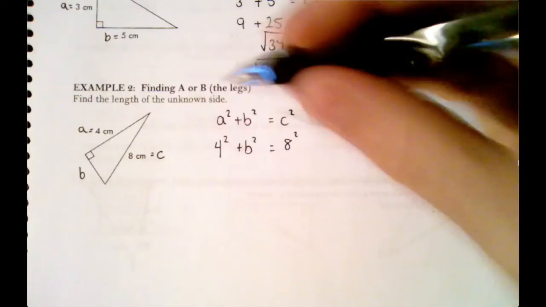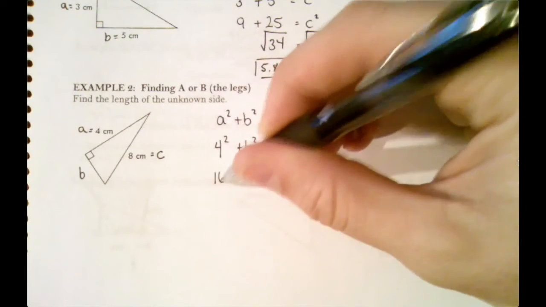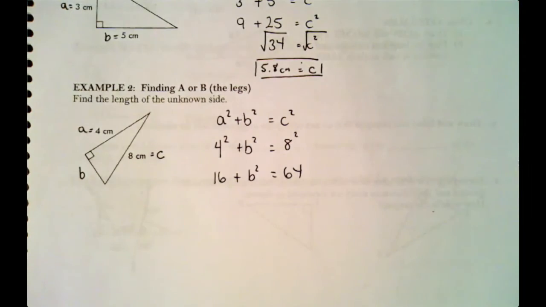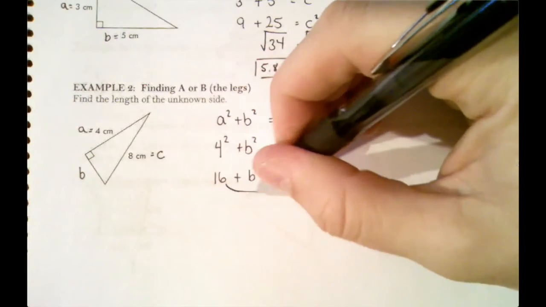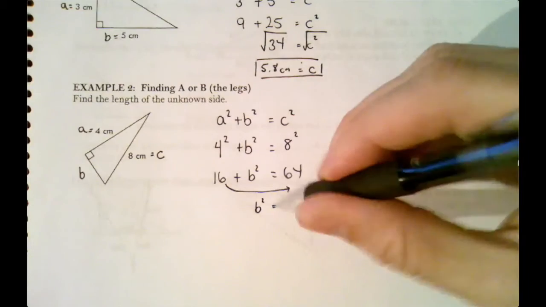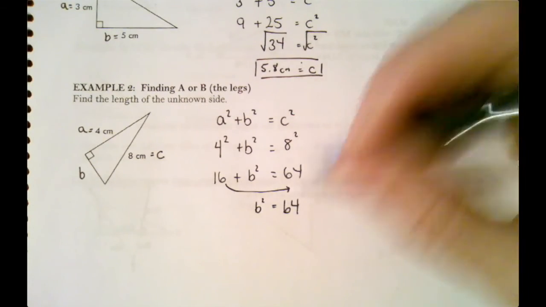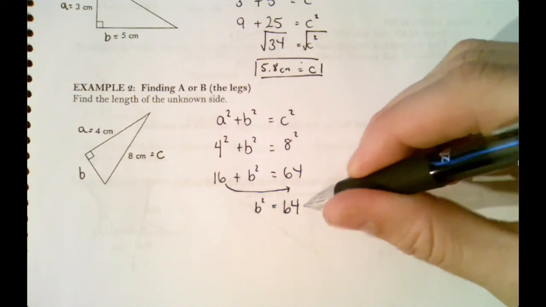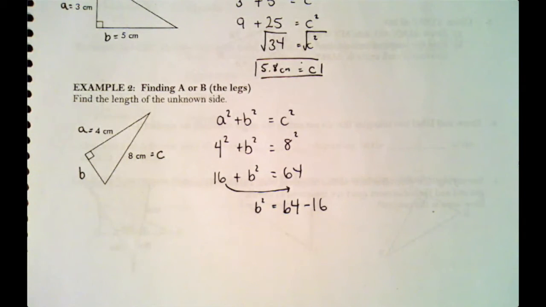And now if we square those numbers, 4 squared is 16, and 8 squared is 64. We don't have the letter by itself, which is what we want if we're trying to solve. So to get the letter by itself, we have to move the 16 to the other side. And we end up with b squared, letter by itself, 64. And when we move a number across the equal sign, we use the opposite. So instead of plus 64, it becomes minus 64.